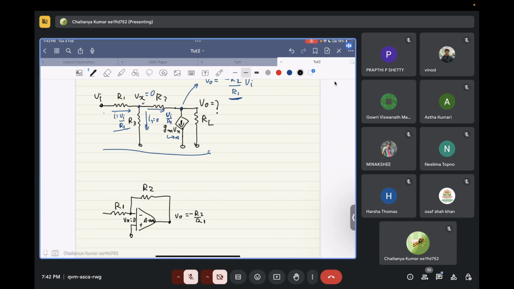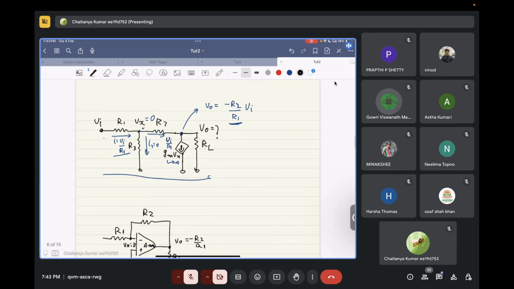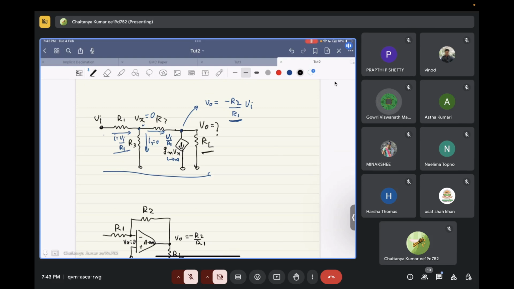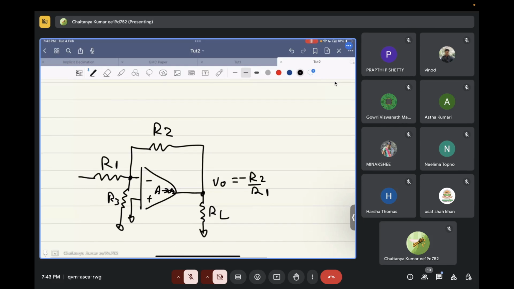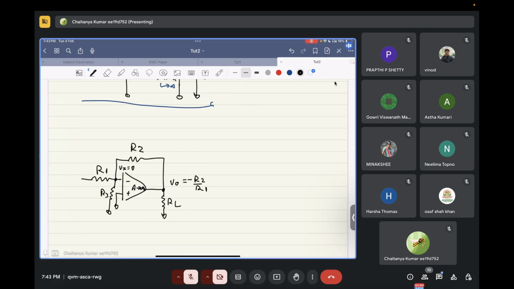What happens if there is some RL over here? Does this impact the output voltage? No, sir. And the same thing is happening over here, right? RL is not impacting the output voltage. Okay. What happens if there is some R3 over here? So this is Vx equal to 0, right? What happens if there is some R3 over here?